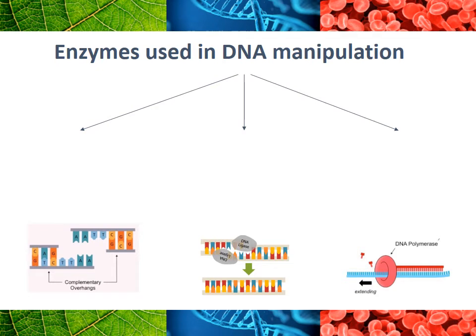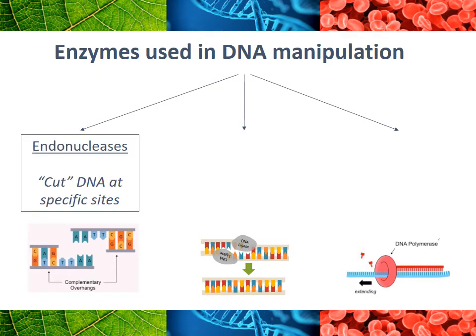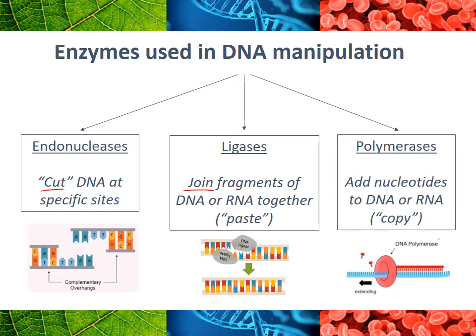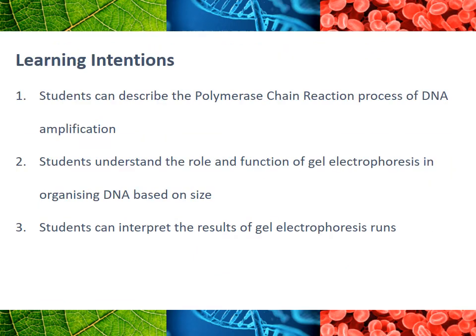So just as a quick recap from last week, we looked at endonucleases, which are enzymes that are used to cut DNA at specific sites. We looked at ligases, which join together fragments of DNA or RNA. And then we very briefly introduced polymerases, which we've looked at before when we've looked at gene transcription. But these are enzymes that add nucleotides to DNA or RNA and are used to make copies of genetic material. So that's what we're going to focus on today.